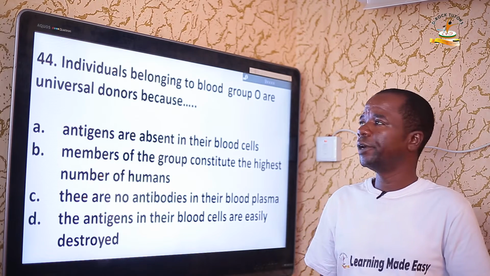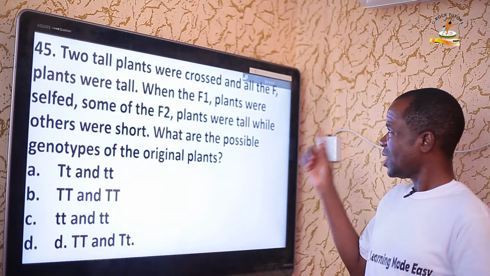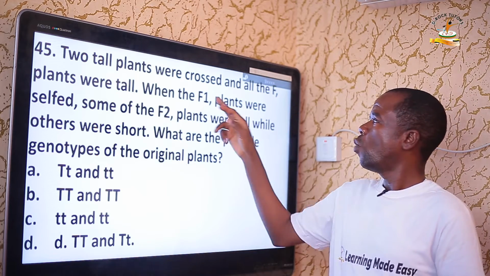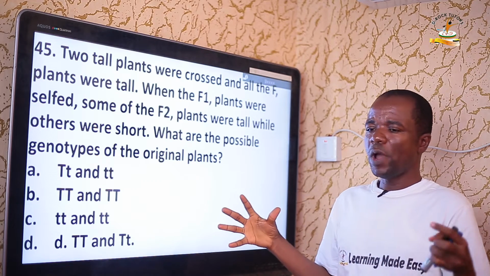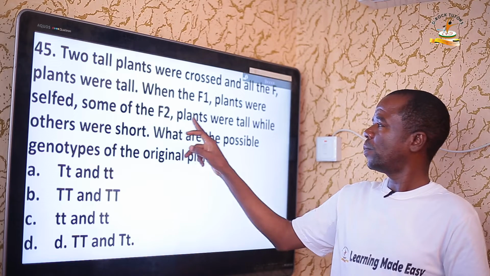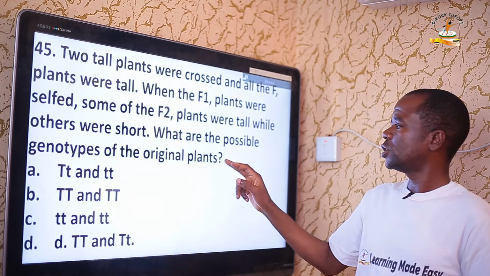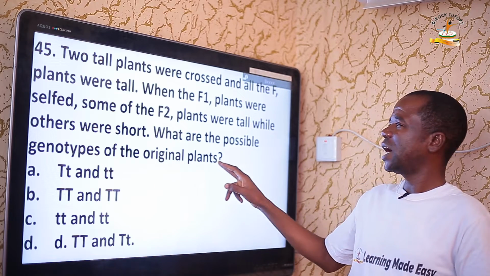Number 45. Two tall plants were crossed and all the F1 plants were tall. When the F1 plants were selfed, the meaning of selfed is when they were crossed together, some of the F2 plants were tall while others were short. What are the possible genotypes of the original plants?